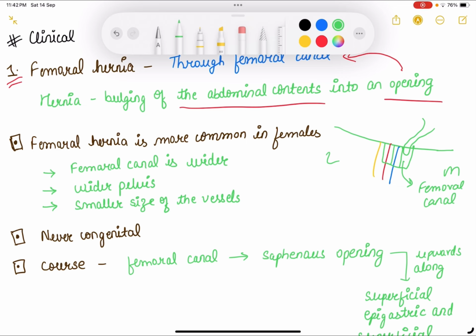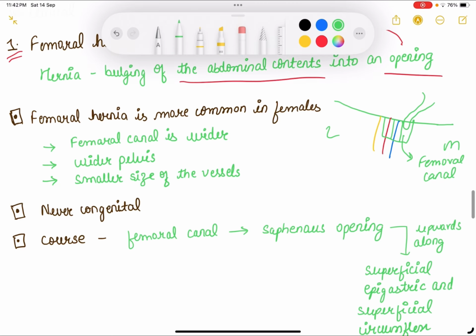hernia. So what is the main cause behind this looping of the abdominal contents? It occurs when there is increase in the intra-abdominal pressure. Now the femoral hernia is more common in females. Why? Because the femoral canal is wider in females than compared to males. So now why is it wider? Because females have a wider pelvis and the size of the vessels is small.